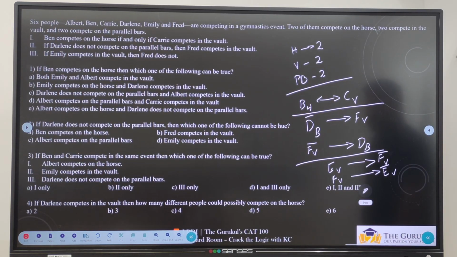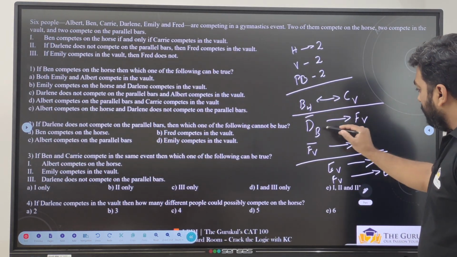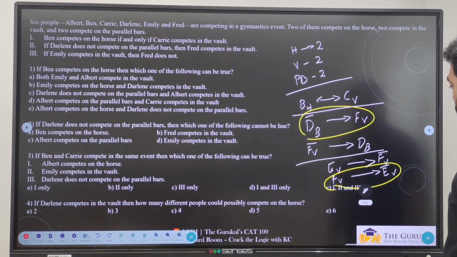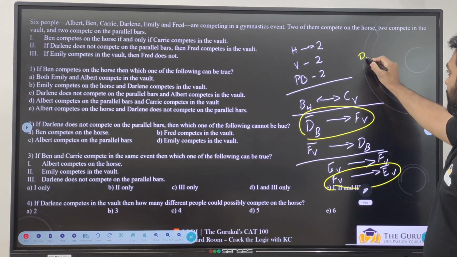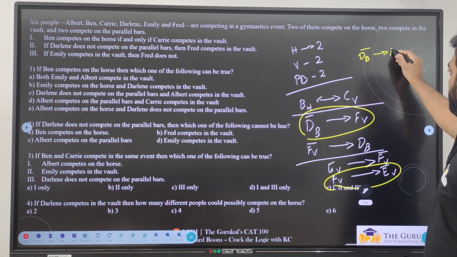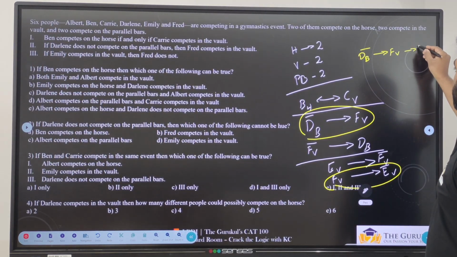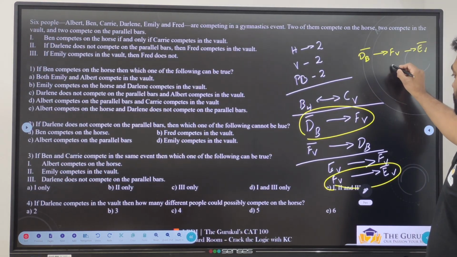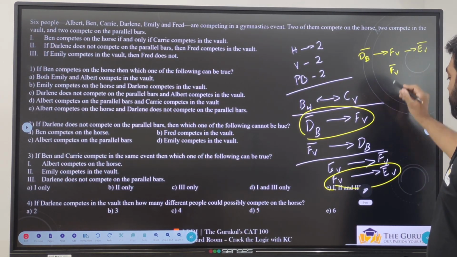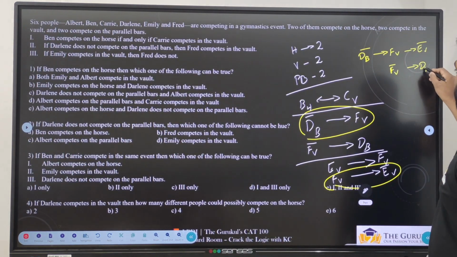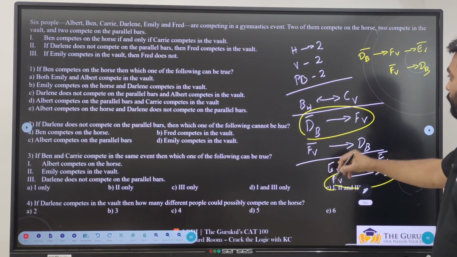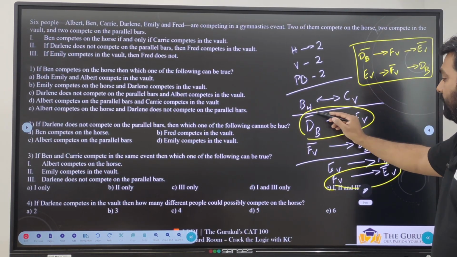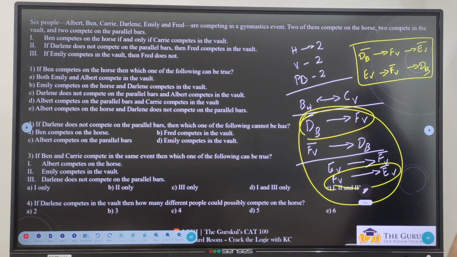Based on this, we need to start the problem and get some answers. Now if you observe, can I club this statement and this statement? Look at it carefully. D is not competing in bars, then F will compete in vault, which means E is not competing in vault. Reverse, F is not competing in vault, then D will compete in bar. If F is not competing in vault, then definitely E is competing in vault. These are the 2 conditions which can be drawn from these 4 conditions.